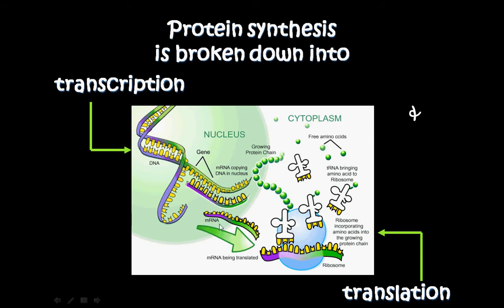Messenger RNA does exactly what it sounds like it does. It carries the message of the double-stranded DNA out of the nucleus into the cytoplasm, where a ribosome can attach to it. And it's at the ribosome where this protein synthesis actually takes place. Translation is taking the messenger RNA message and making a polypeptide or protein chain out of it.